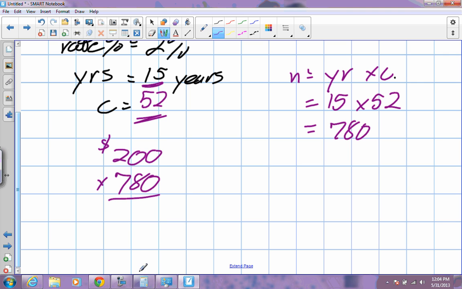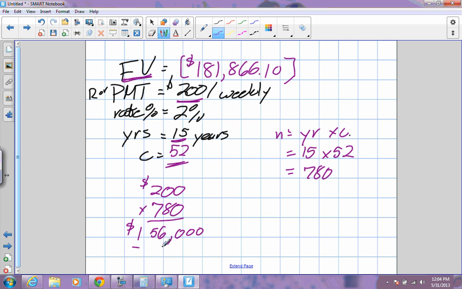Oh, I can calculate this. What is it? $156,000. So, over the life of this annuity, we invested $156,000. But because we put it into a bank account that earns interest, we want to calculate how much interest we actually earned. So, in the end, this is the amount of money in our bank account. And we're going to subtract the value of the money we put into the bank to figure out how much interest we earned over the life of this mortgage.